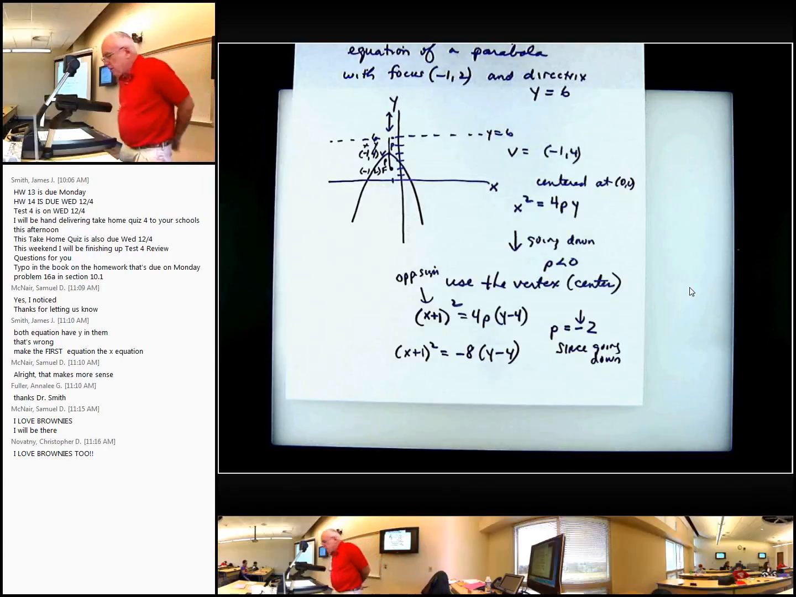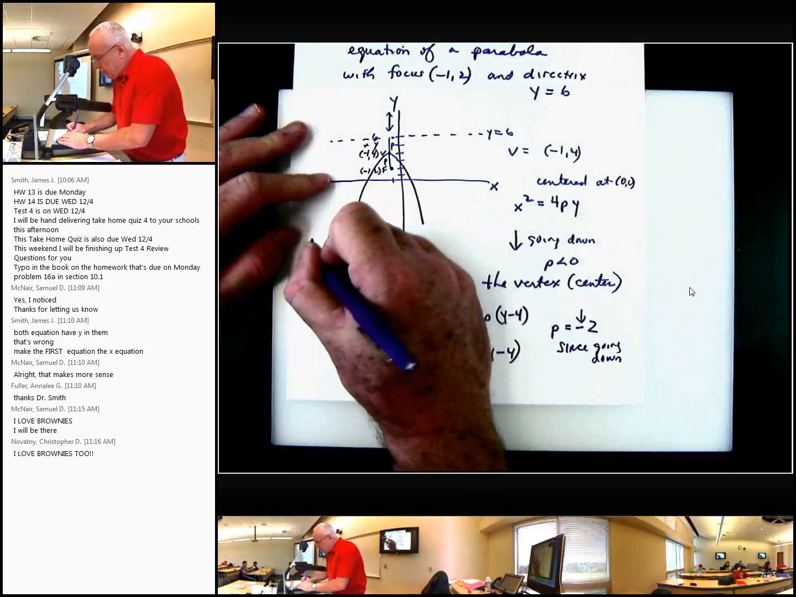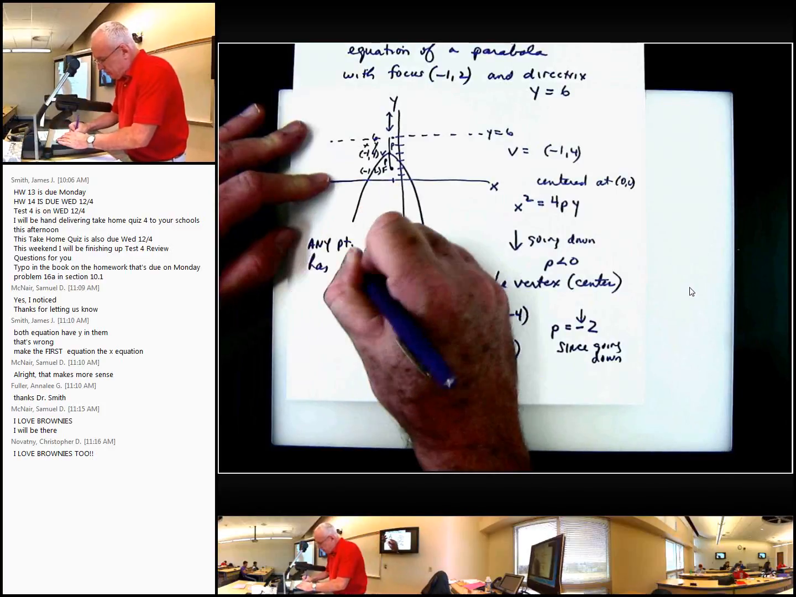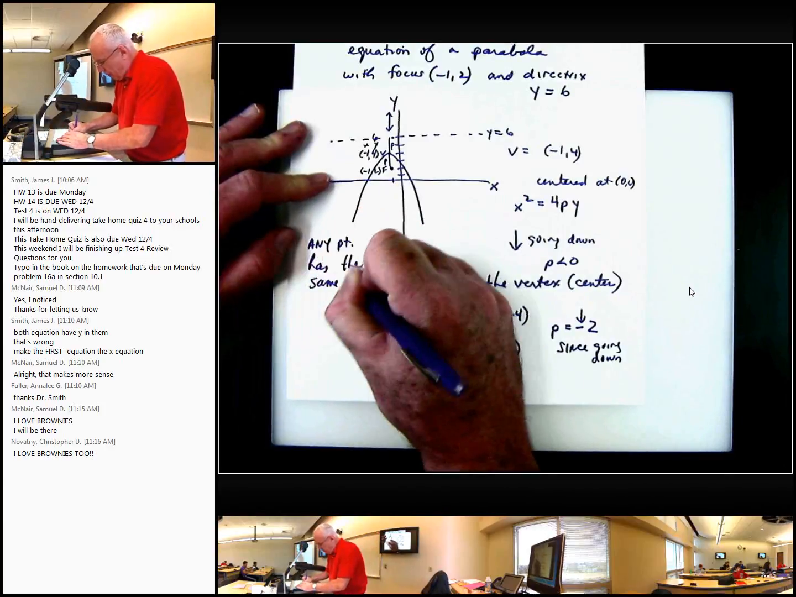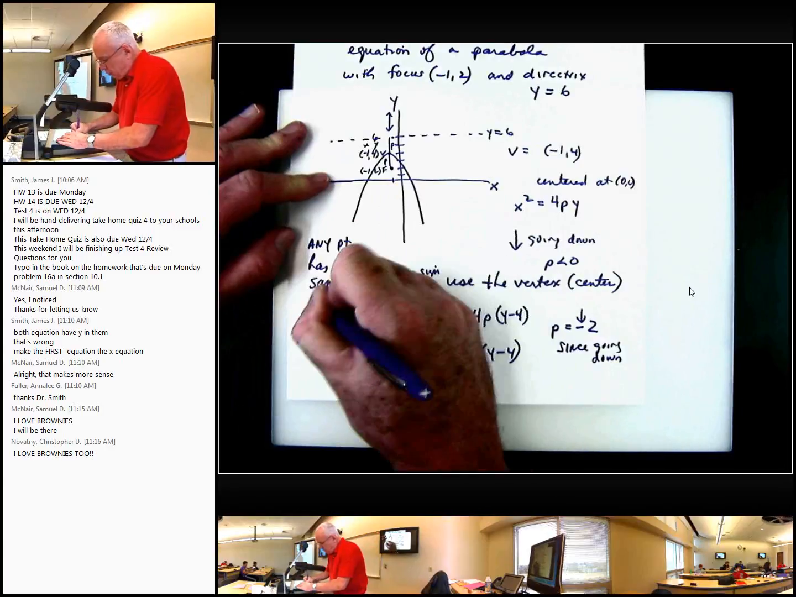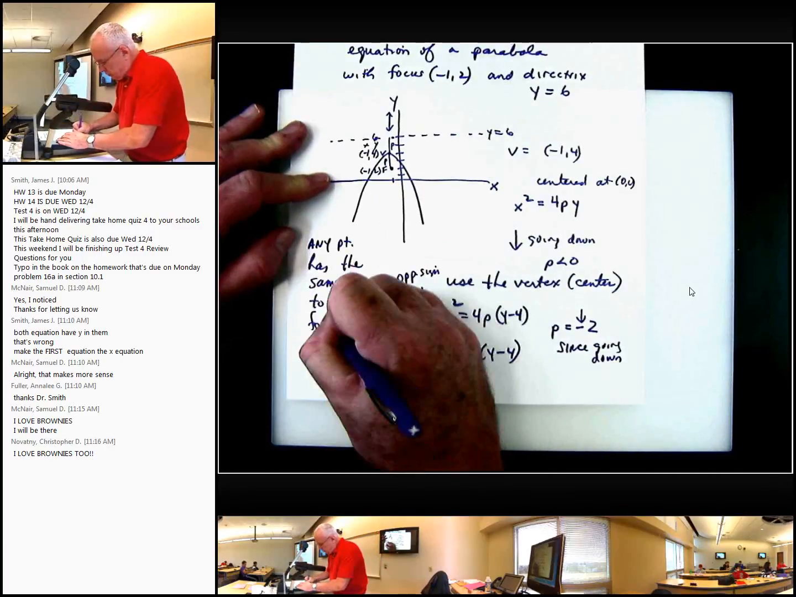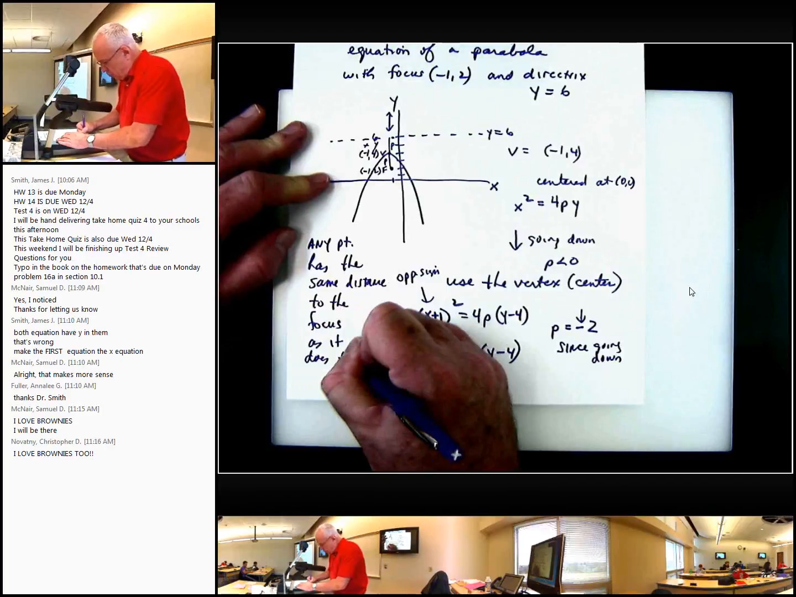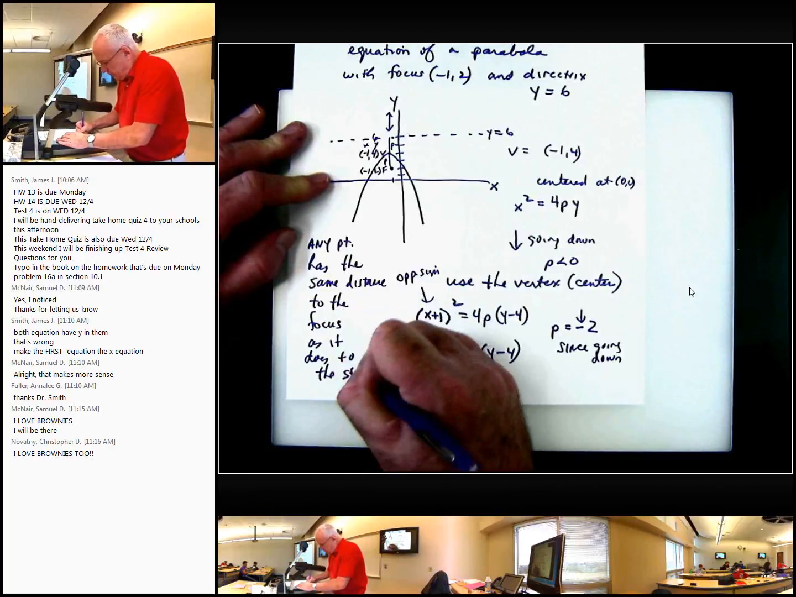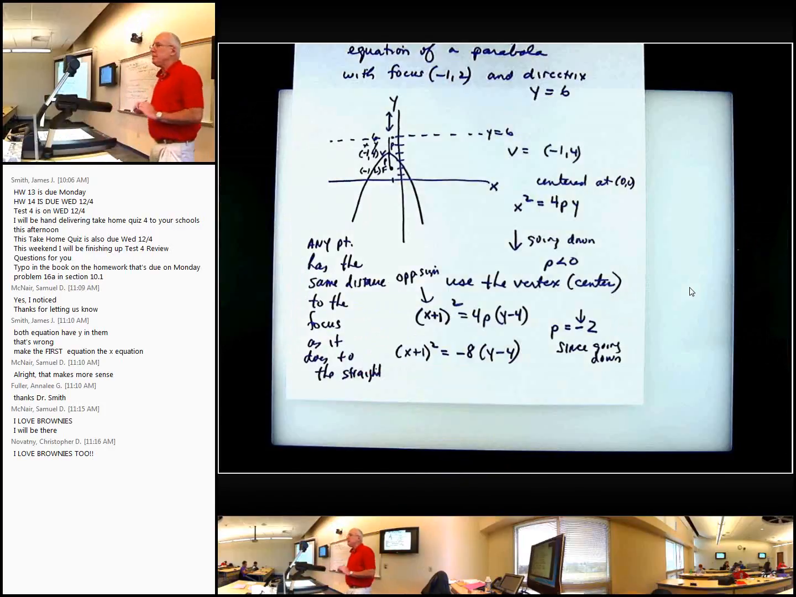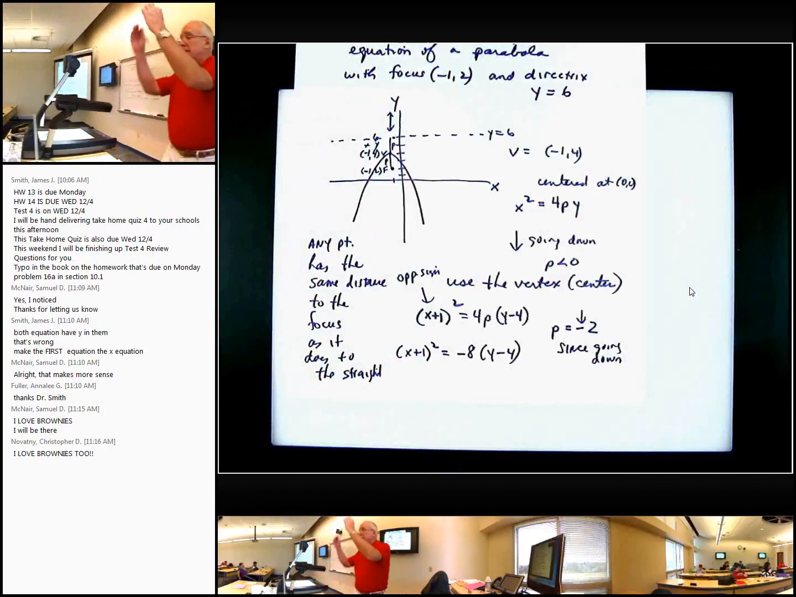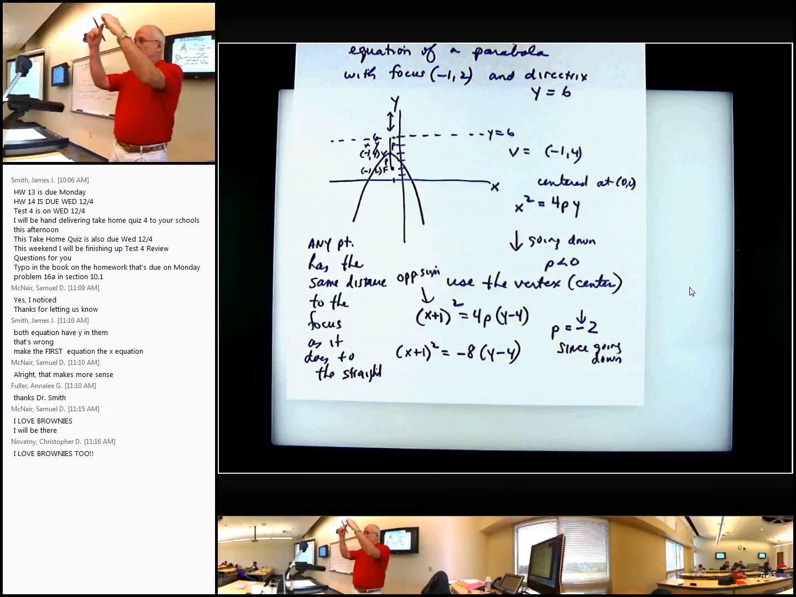With a parabola, every point has the same distance to the focus as it does to the straight line. Okay, they all have the same distance with a parabola. So one of the points that we can look at is that very top point, the vertex. So this also has to hold for the vertex.